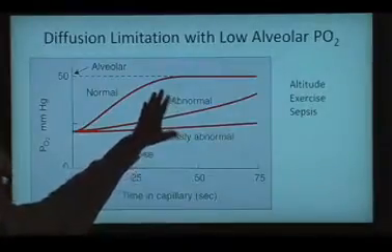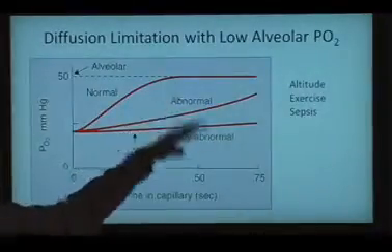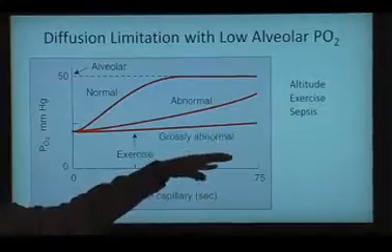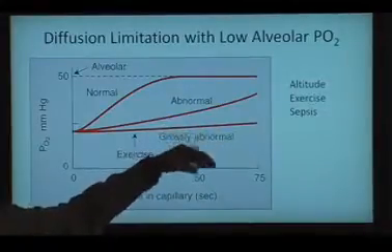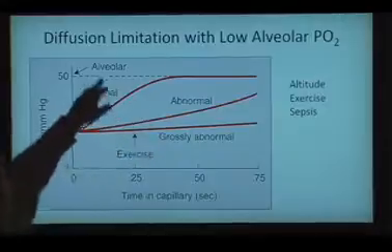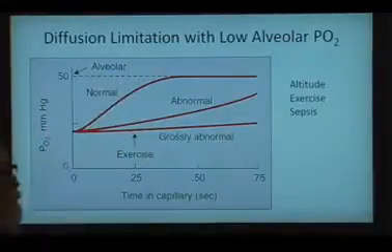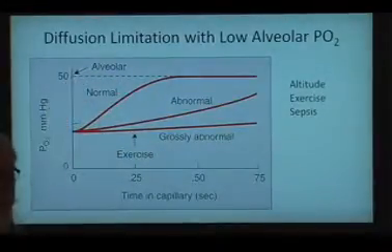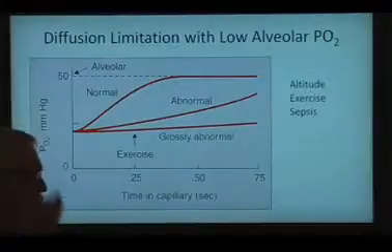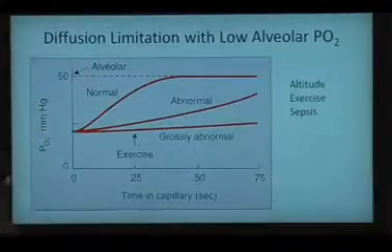But this would also explain why someone in Boston with COPD, severe COPD, may need oxygen when they fly because the alveolar PO2 will be reduced, not to 50 millimeters of mercury, but to whatever the equivalent is of 10,000 feet.